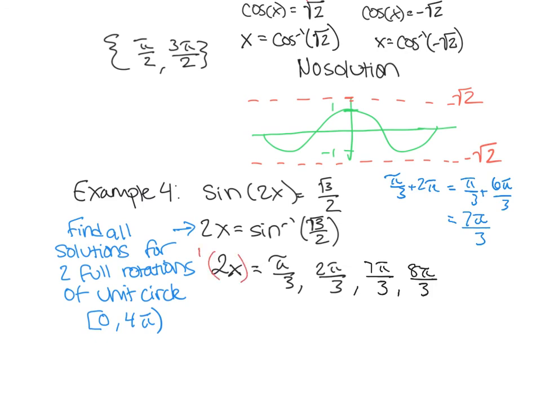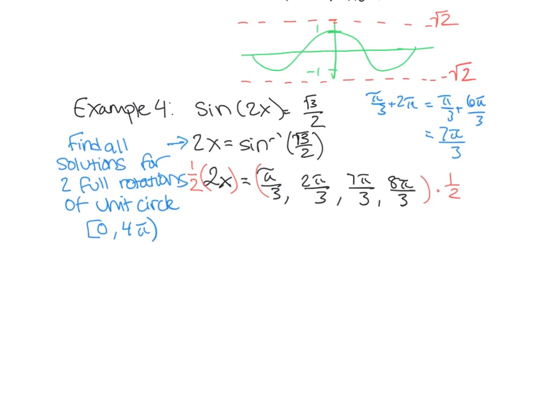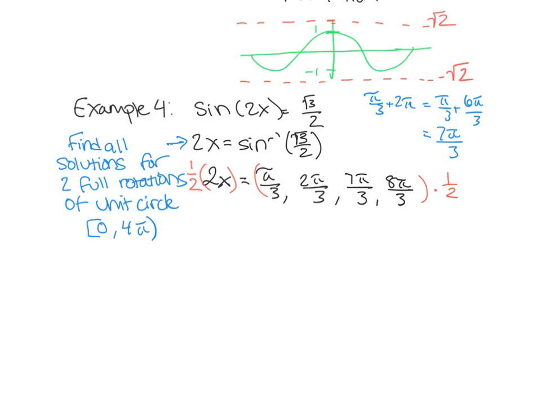So I'm going to multiply both sides by 1/2. You can just divide both sides by 2 if you want to. However, that's going to give you a triple fraction, and those are sometimes kind of tricky. So multiplying by 1/2 is the same as dividing by 2. And that's going to get us x is equal to pi over 6, 2 pi over 6, 7 pi over 6, 8 pi over 6.